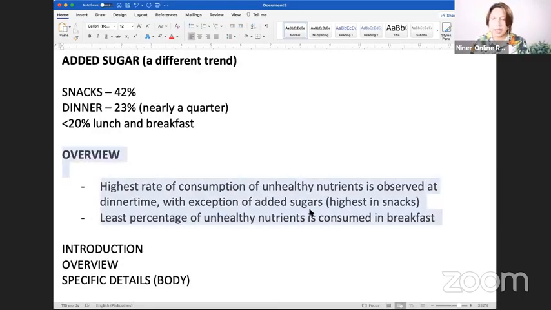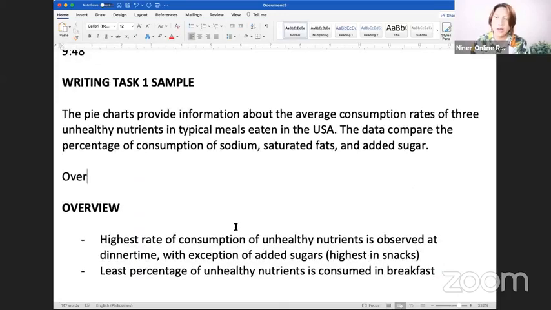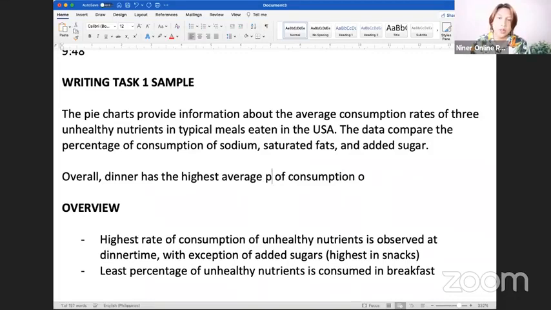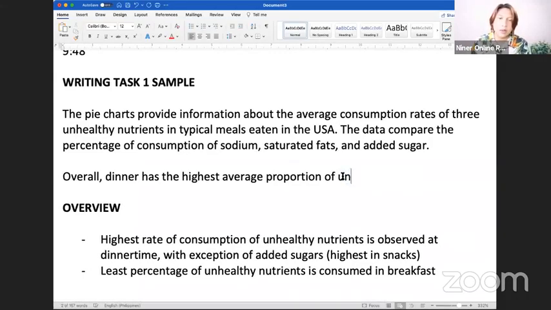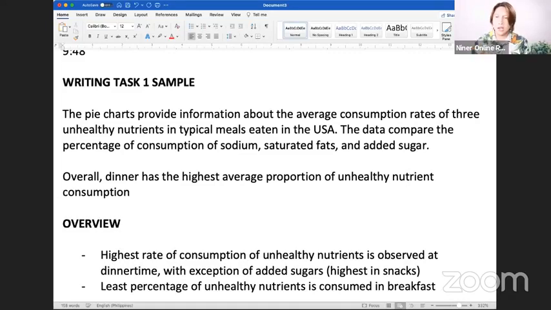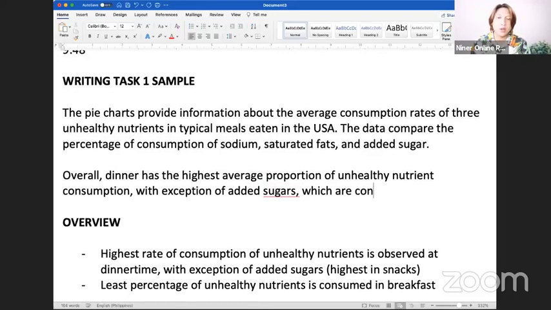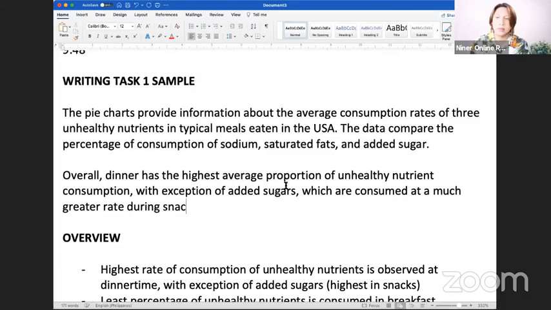Overall, dinner has the highest average percentage of unhealthy nutrient consumption, with the exception of added sugars, which are consumed at a much greater rate during snacks.